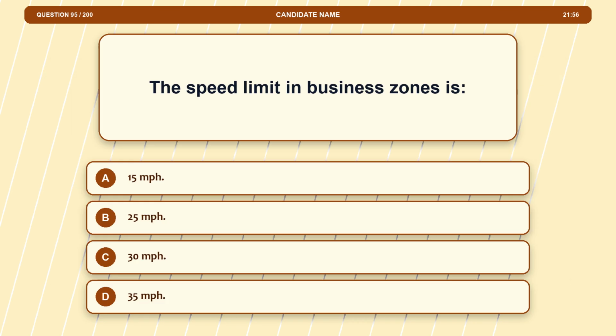Question 95. The speed limit in business zones is Option A, 15 miles per hour. Option B, 25 miles per hour. Option C, 30 miles per hour. Option D, 35 miles per hour.